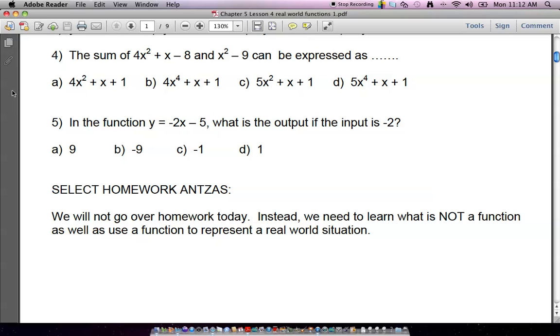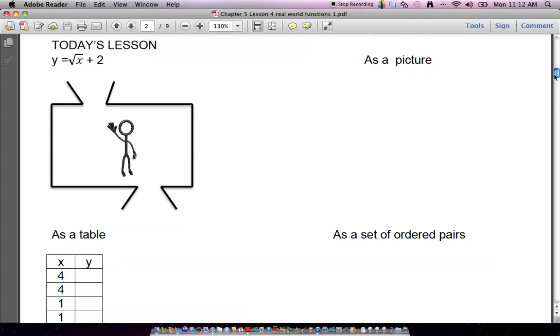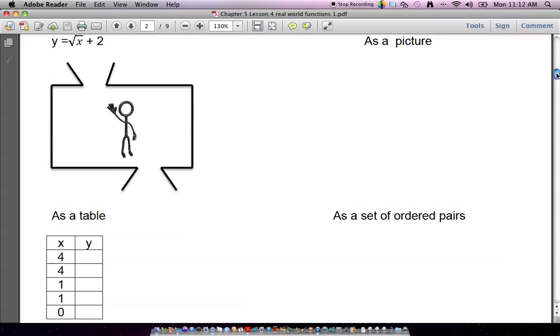The way we're going to talk about that now is we're going to get into the square root function. I'm kind of using that term loosely here. It's more of a relation. y equals the square root of x plus 2.